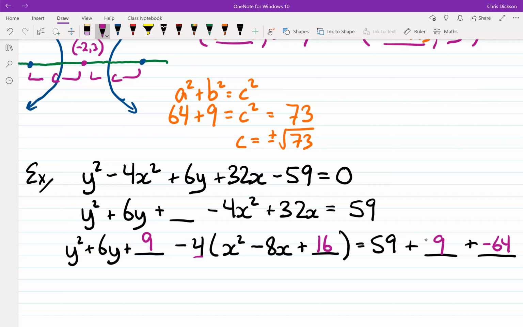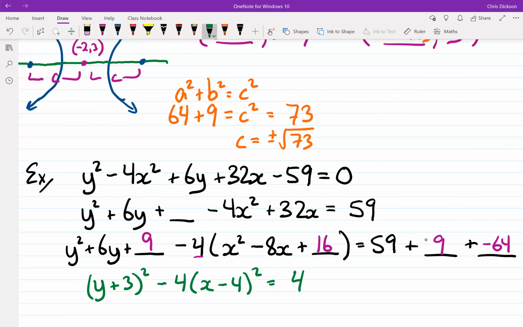So remember I was mentioning about the right-hand side maybe being negative. You've got to be careful about what pops out on the other side here. It may not be negative. In fact, I don't think it is, but just be careful about that. So now I'm going to complete the square. So (y plus 3) squared minus 4 times (x minus 4) squared equals, and now I have 59 plus 9 minus 64. So I get 4.